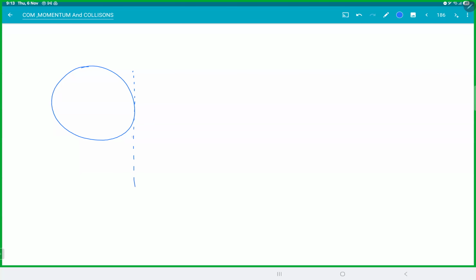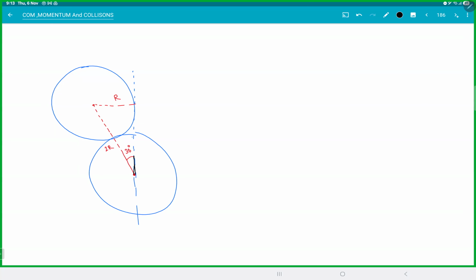So when you're about to collide, it's like this. Join the center to center. If you join center to center, this distance will be 2r. This distance will be r. So this angle is 30 degrees. I hope everyone got the angles.